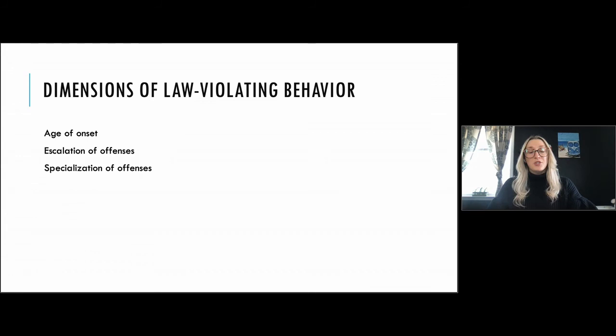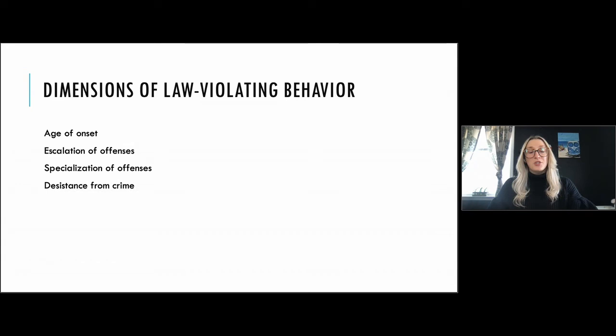Specialization of offenses. This refers to the tendency for one to repeat one type of crime. So there's little or no specialization of offenses that's actually seen among delinquency. However, specialization has been seen or is more likely among status offenders. Remember, status offenders are those that commit crimes that are only applicable to juveniles because of their status as someone under the age of 18.